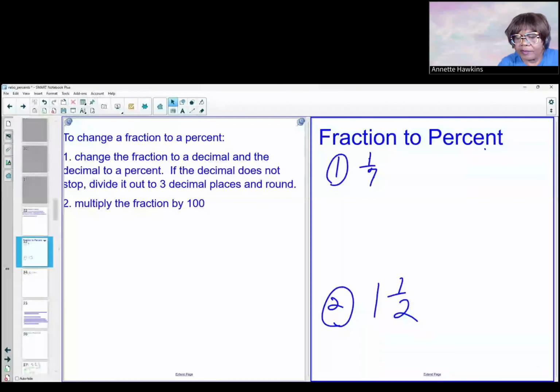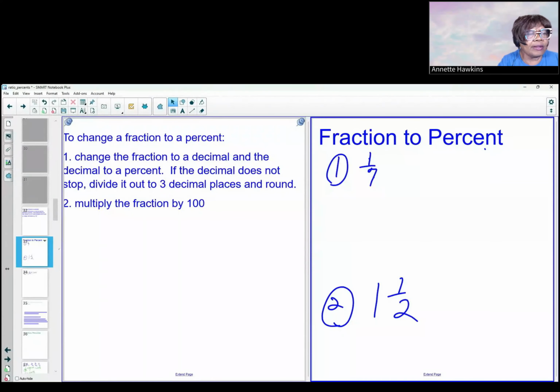Hi, class. We want to continue talking about percents. We looked at changing a percent to a fraction. Now we want to change a fraction to a percent. So we want to change a fraction to a percent.